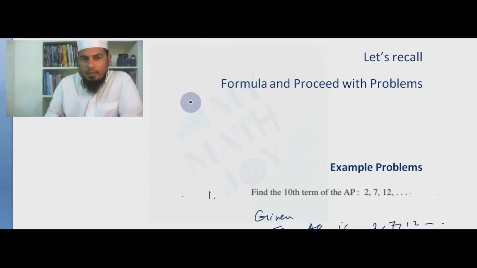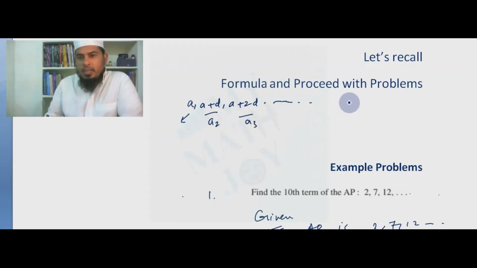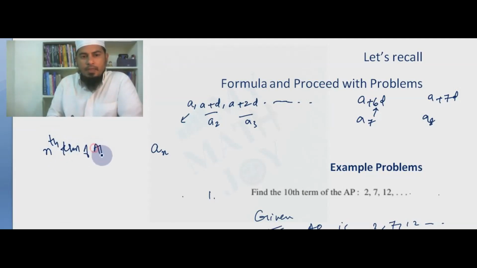While learning arithmetic progression, we have defined that an arithmetic progression looks like a, a plus d, a plus 2d, and so on. This is my first term, this is my second term, this is my third term. If I want the 7th term, it will be a plus 6d, and if I want the 8th term, it will be a plus 7d. Similarly, the nth term of an AP is given by an is equal to a plus (n minus 1) into d.